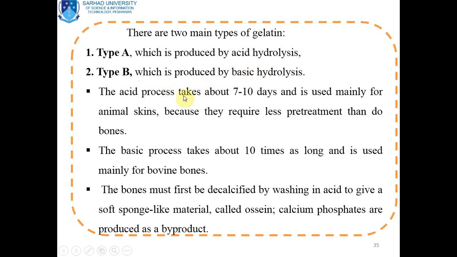The acid process takes about 7 to 10 days and is used mainly for animal skins because they require less pre-treatment than bone. The basic process takes about 10 times as long and is used mainly for bovine bone. The bones must first be decalcified by washing in acid to give a soft sponge-like material called ossein. Calcium phosphates are produced as a byproduct. That is a little bit about the preparation and treatment.